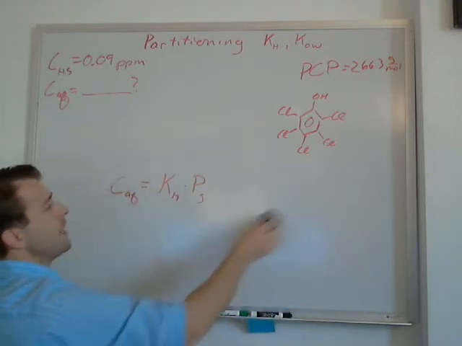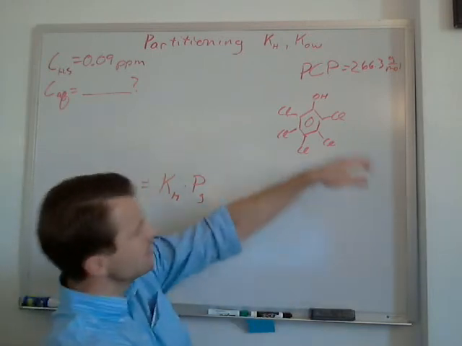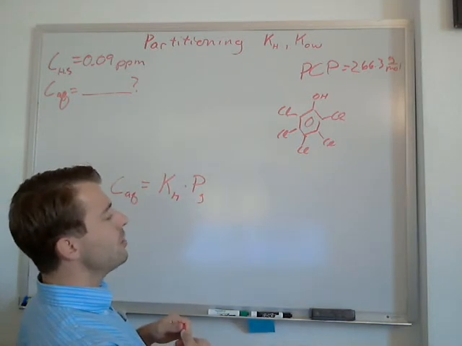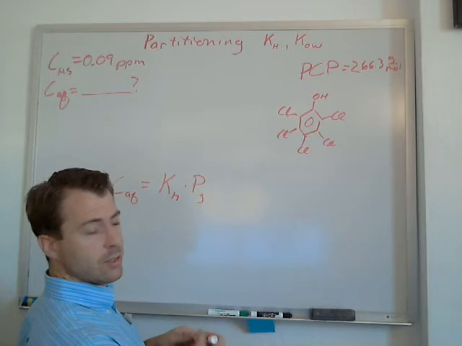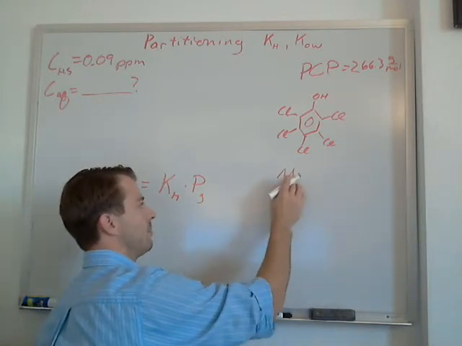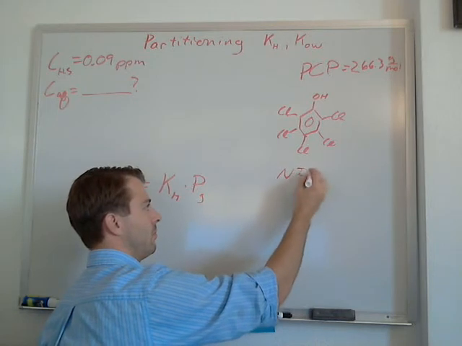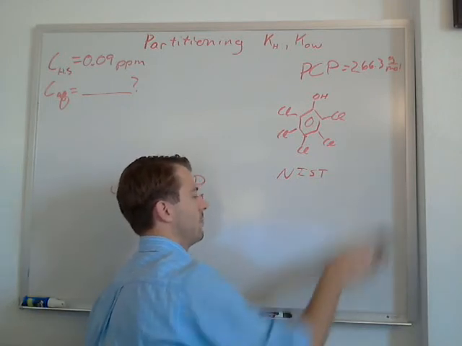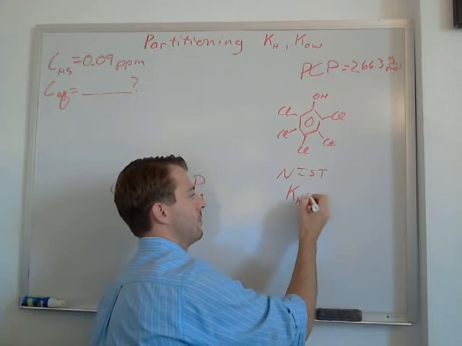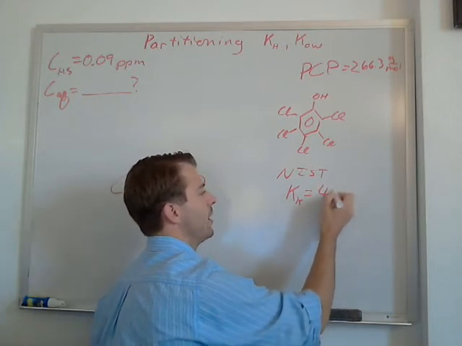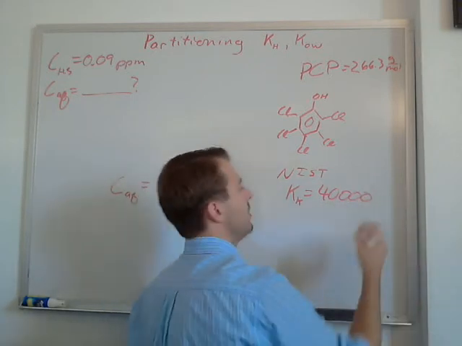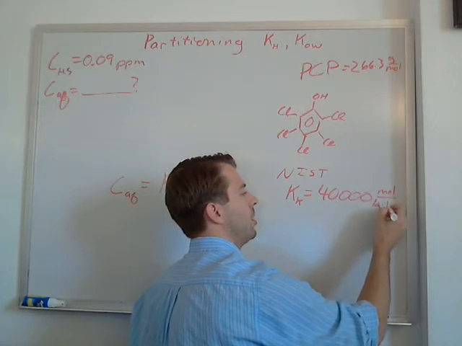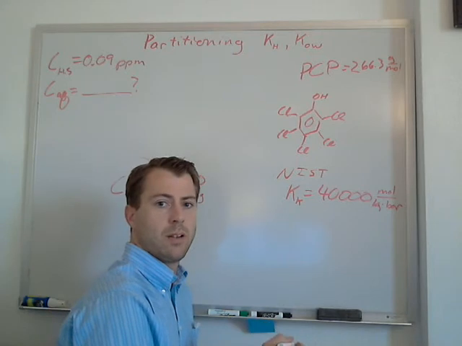So in this case, we have pentachlorophenol. Pentachlorophenol has a molecular weight of 266.3 grams per mole. And we can use the NIST web book to look up our Henry's law constant. So from NIST, we find that our KH equals 40,000, and then the units on this are moles per kilogram bar. Moles per kilogram bar.